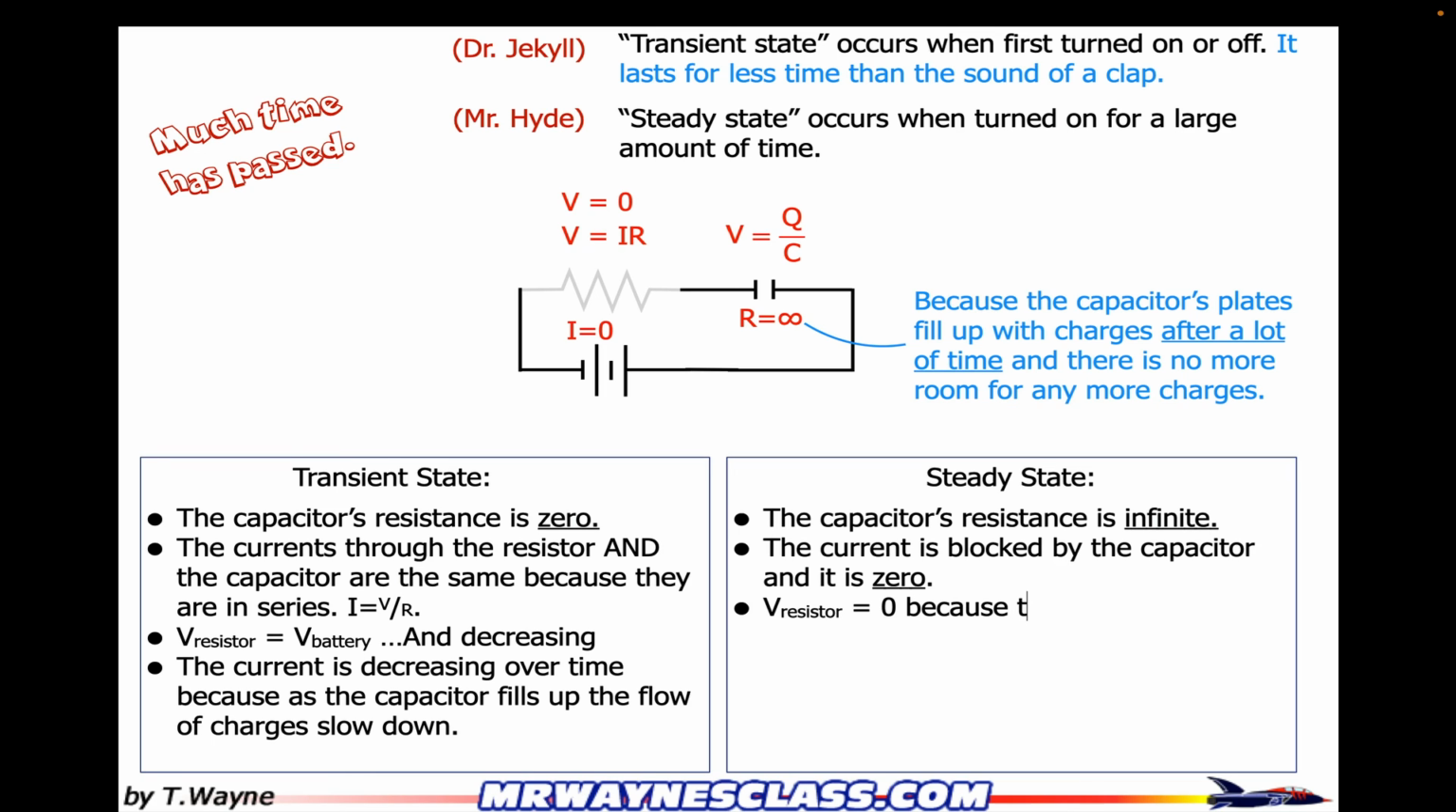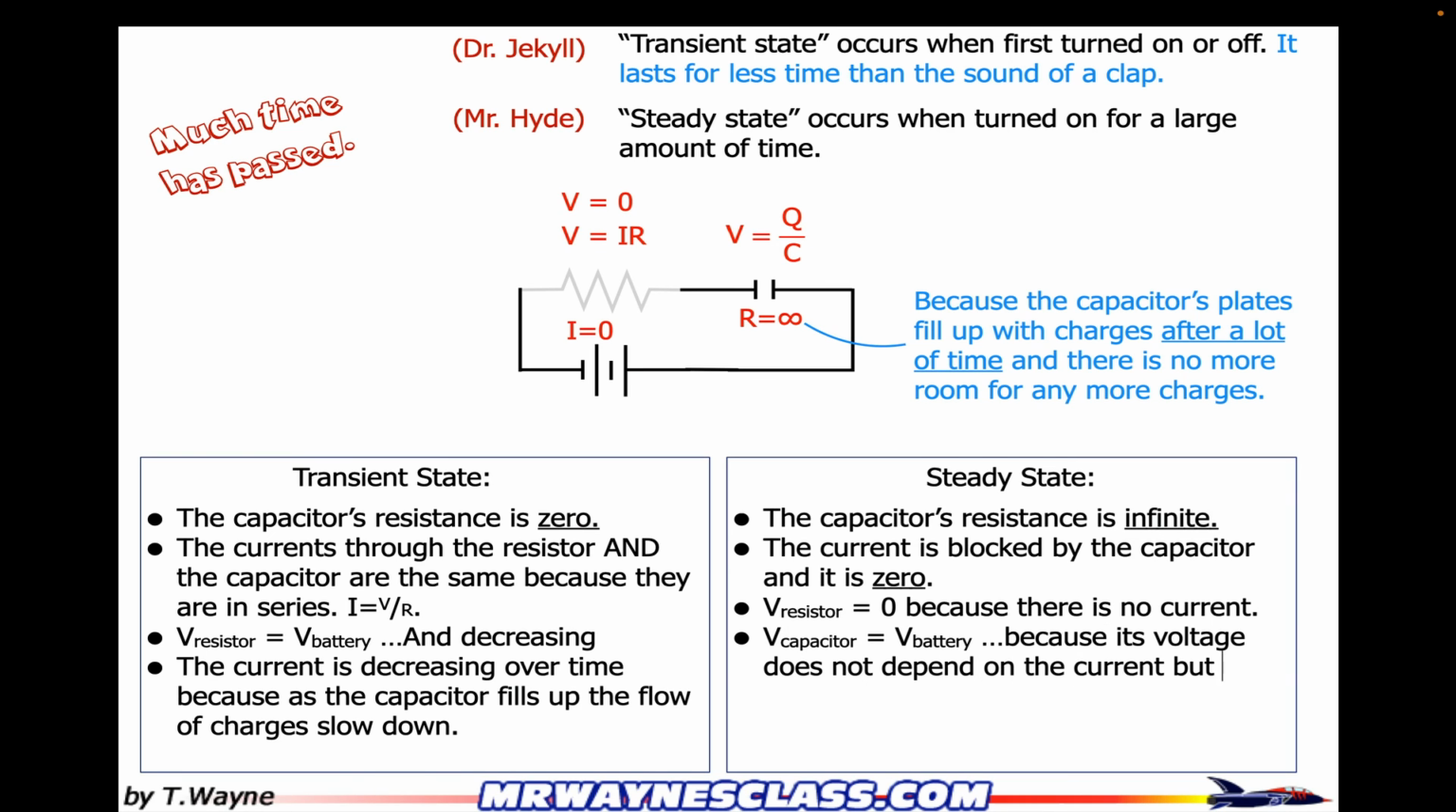The voltage on the resistor is 0 because there's no current, because the potential difference across the resistor is determined by current times resistance. Therefore, the capacitor has the same voltage on it as the battery itself. All right, that's the short shrift of RC circuits for series circuits.